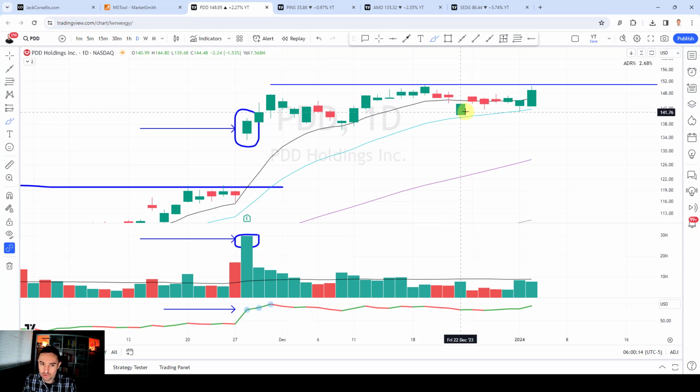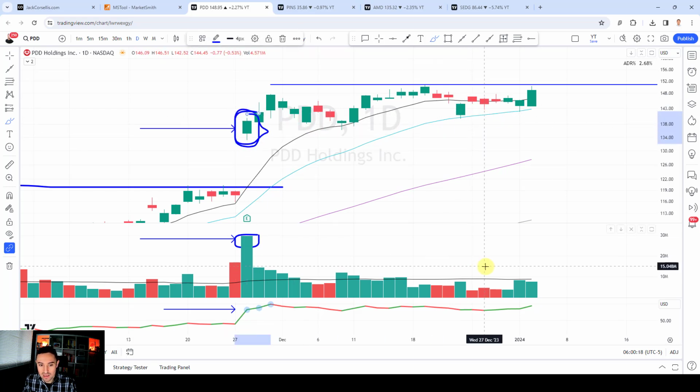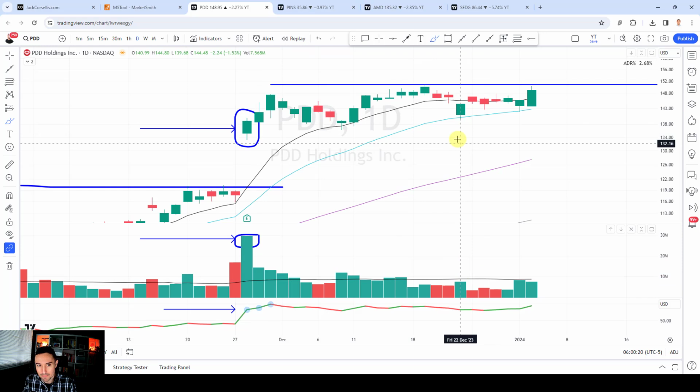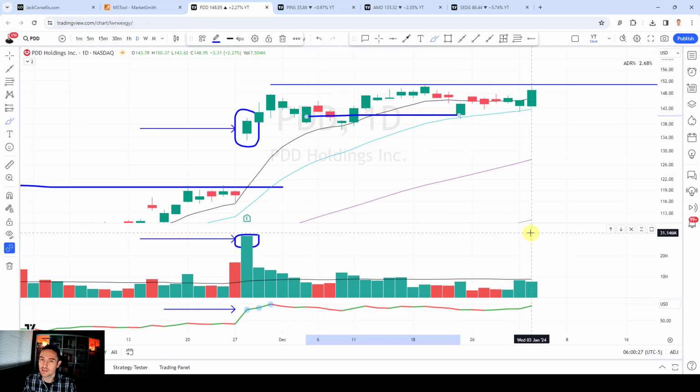Sign of institutional support because it's happening right on the 21-day EMA a couple of weeks after this earnings gap up, and look how the volume is drying up. So you have this gap down reversal bar on low relative volume. It's below the 30-bar average that's undercutting a lot of these recent lows in the base. What's that telling you? There's not too much supply.